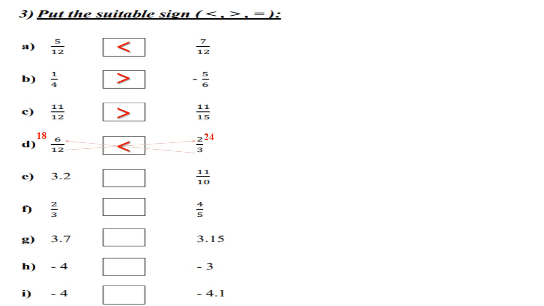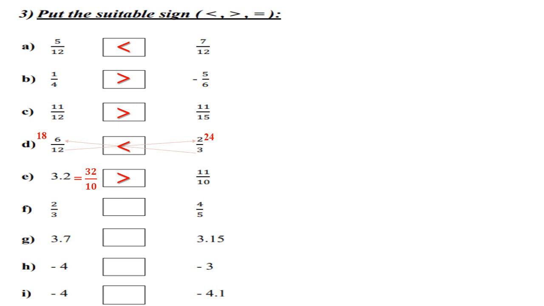E. 3.2 and 11 over 10. Here we have a decimal and a fraction, so I will change the decimal number into a fraction. Here I have one decimal place, so the denominator will be 10. So the answer will be 32 over 10. Now it's a smart fraction, so 32 over 10 is bigger than 11 over 10.